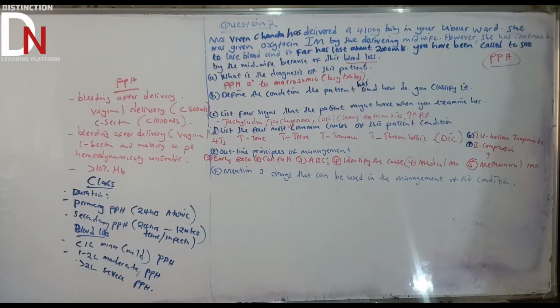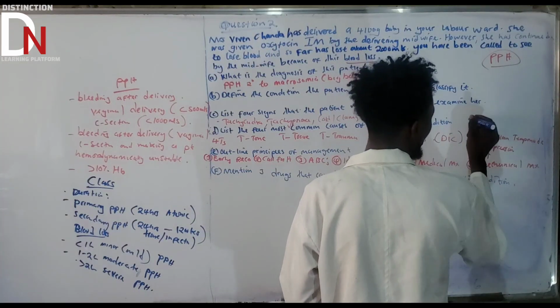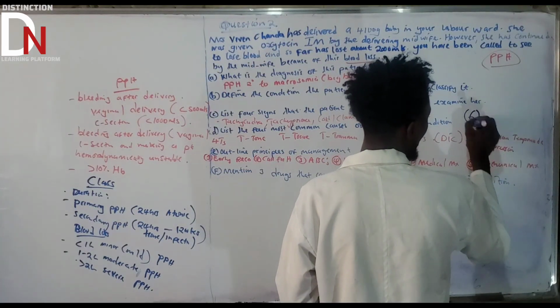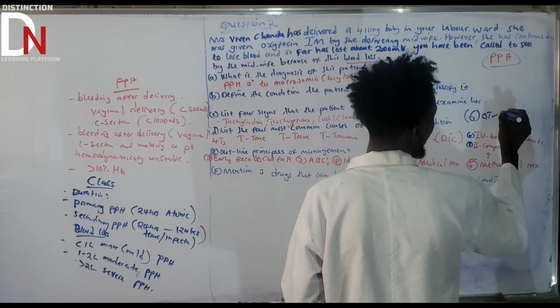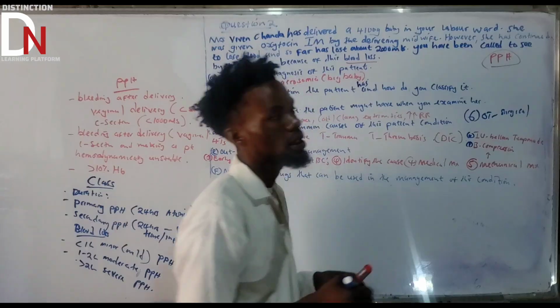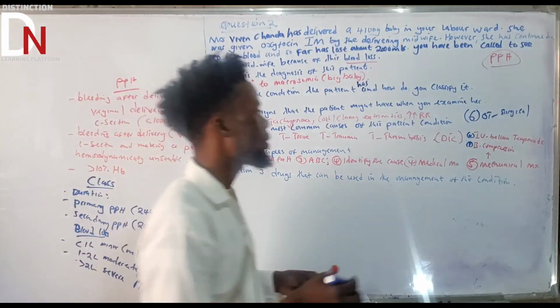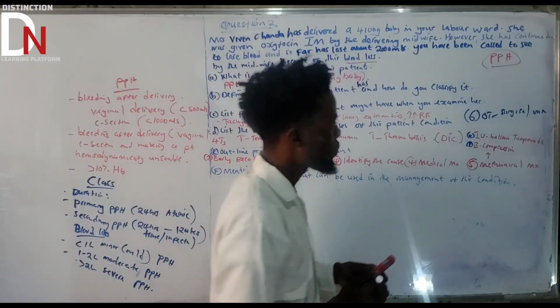Now, since we've talked about that, what is the other thing? Since this is the temporal management, you take them to OT, operating theater, where you can now do surgery. So the last important thing is surgical management. You take them to operating theater so that you can now do surgical management.